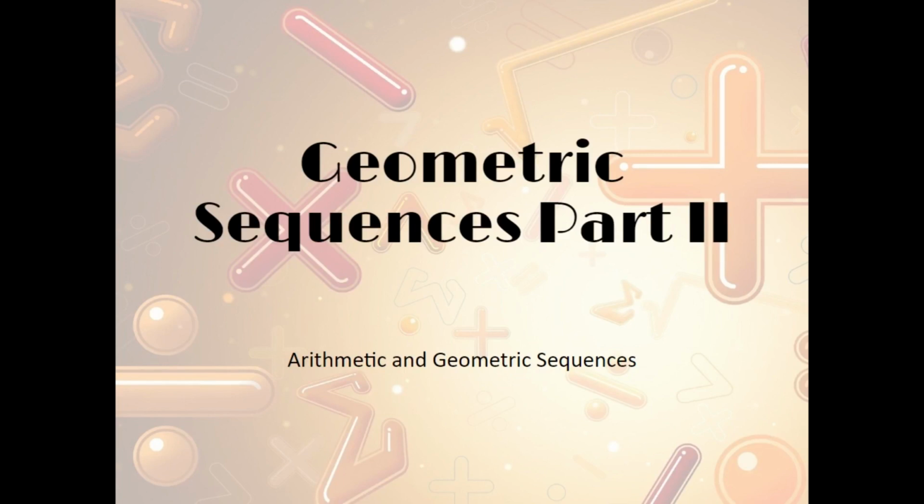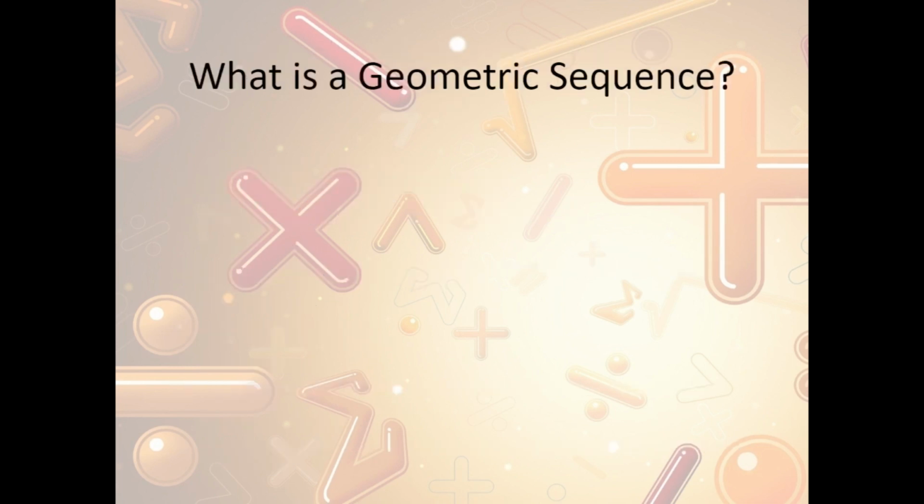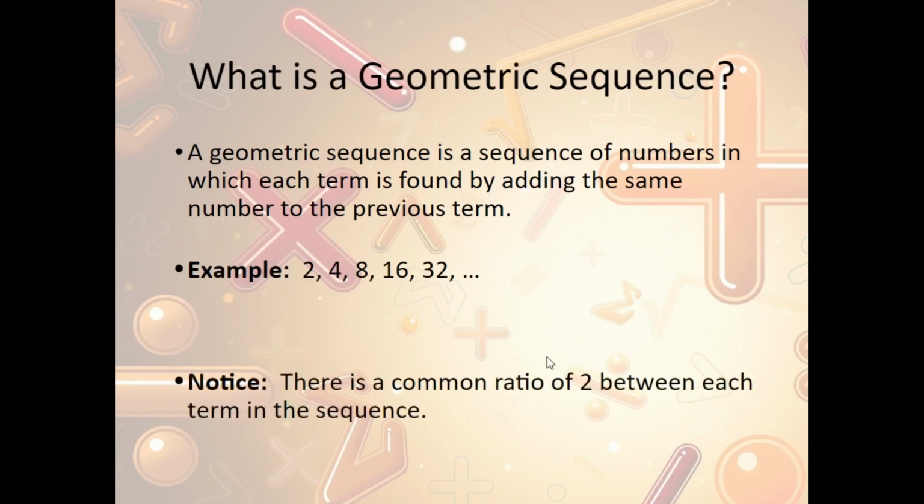Let's take a look now at the Geometric Sequences Part 2 notes. The notes begin with the learning goals and success criteria. What is a geometric sequence? A geometric sequence is a sequence of numbers in which each term is found by multiplying the same number to the previous term. An example of this would be 2, 4, 8, 16, 32. What you should notice is every time we move from one term to the next, we have a common ratio or a multiple of 2. So we're multiplying 2 times 2 to get 4, 4 times 2 is 8, 8 times 2 is 16, and so on.